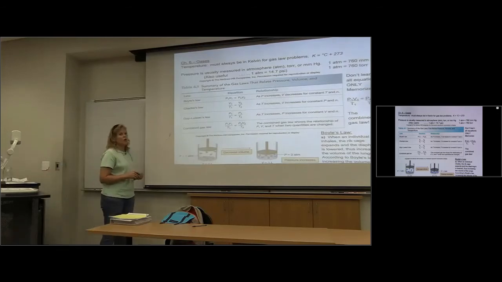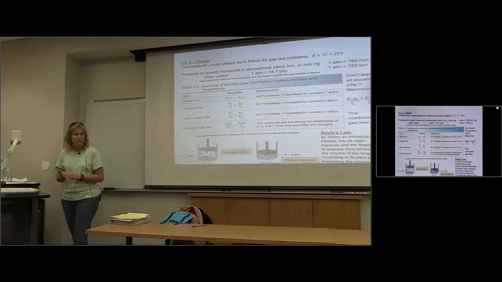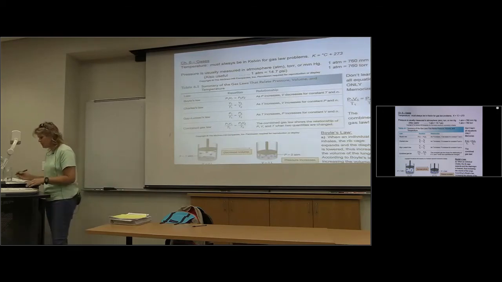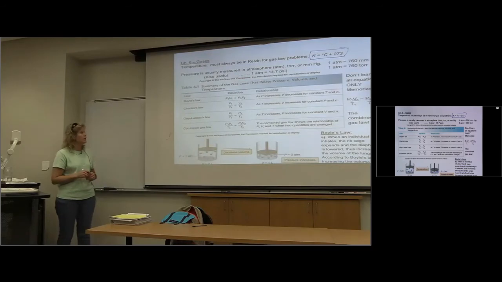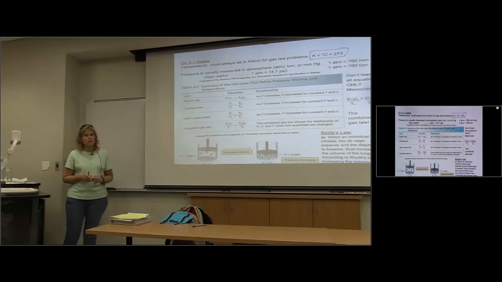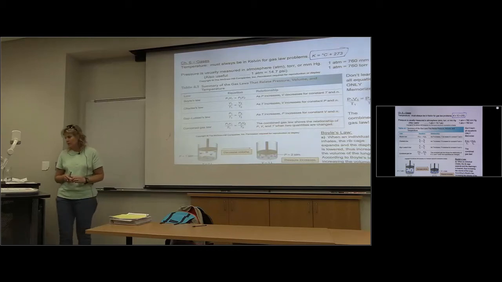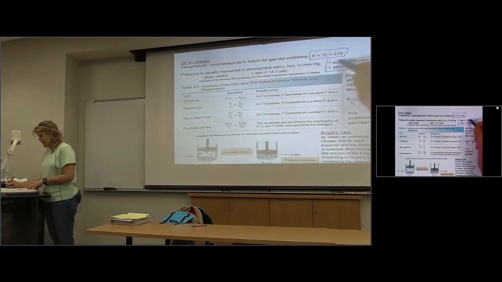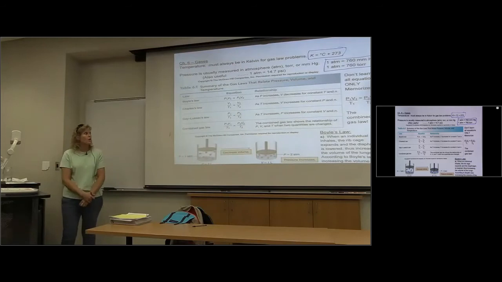All right, for gas law problems, the temperature must always be in Kelvin. And as a reminder, Kelvin is degrees Celsius plus 273. That's how we get Kelvin. If you don't remember that, you need to add that to your list of things you need to know. You also need to add to your list of conversions that pressure units are atmosphere, millimeter mercury, or torr. And 1 atmosphere is the same as 760 millimeter mercury or 760 torr.